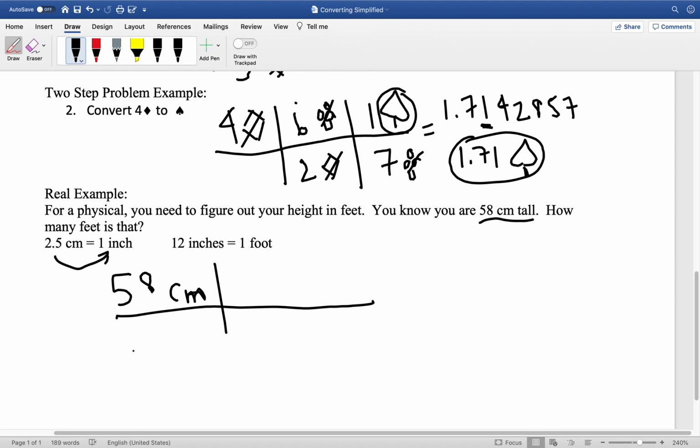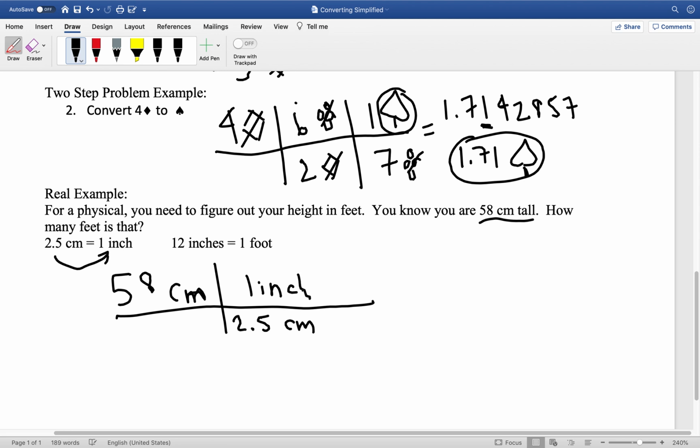Now remember, you can write that equality as 2.5 centimeters over 1 inch, or 1 inch over 2.5 centimeters. Well, if I have centimeters here, remember kitty corners cancel, so I need centimeters right here. So I know I have to put the 2.5 on the bottom, and I'm going to have the 1 inch on top. Okay? Now, if I wanted to solve how many inches that was, I would be done. However, I don't want to stop at inches. I want to keep going and figure out how many feet that is.